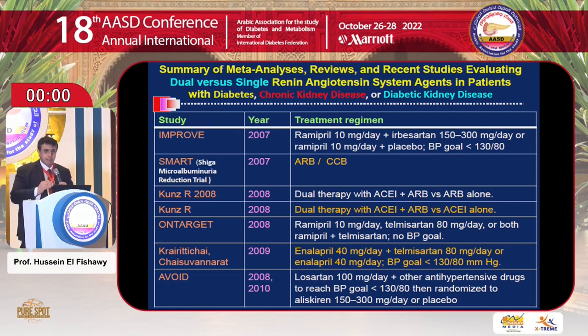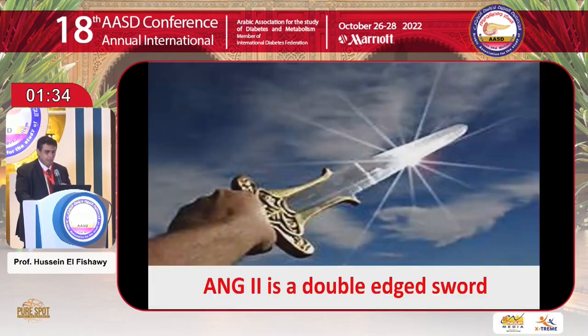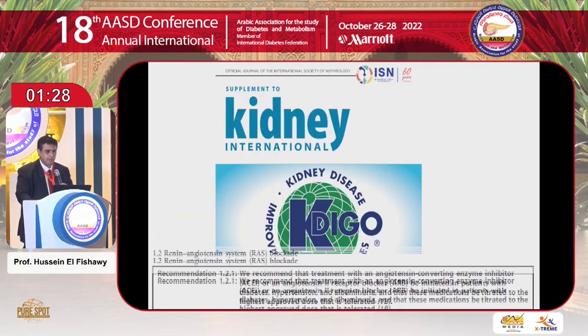There is an era where several studies tried to prove that dual combination is much better, but other studies have broken this theory, such as the IMPROVE, the SMART, the CONSE study, the ONTARGET study, the Karitataki study, and the AVOID study. The history of this: the first study on ACE was in 1977, and 1999 proved the effect of ACE. In 2003, the cooperative study showed dual therapy better than monotherapy, but KIDGO 2004 broke this theory. So angiotensin is a double-edged sword, as we know, because it can produce AKI and hyperkalemia.